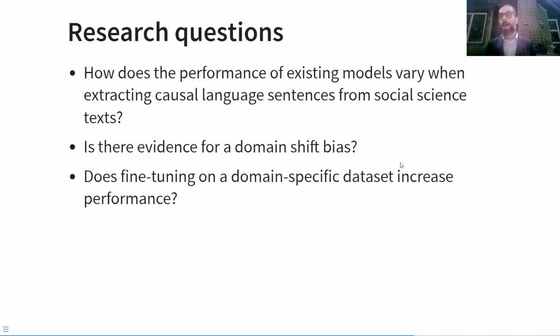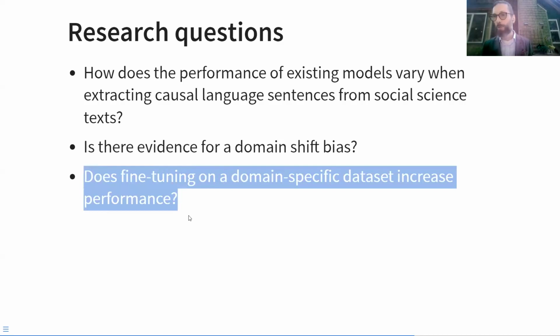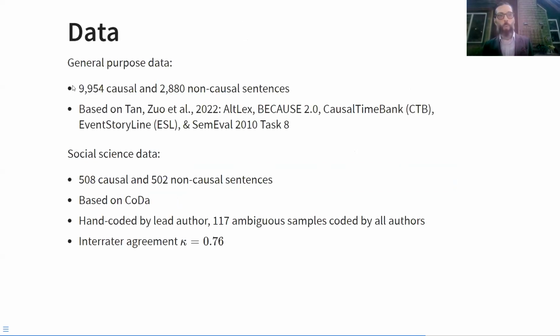And our research questions were, how does the performance of these models vary when extracting causal sentences from social science literature? Is there evidence for domain shift bias so that those trained on general purpose data might perform worse on social science data? And does fine-tuning on the social science data increase performance? So we had general purpose data with about 10,000 causal and 3,000 non-causal sentences. And we manually curated social science data with about 500 causal and 500 non-causal sentences. And we had an inter-rater agreement of 0.76.